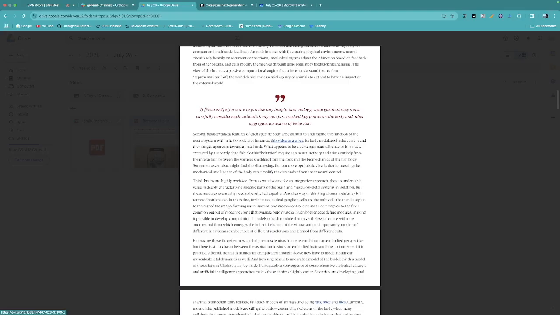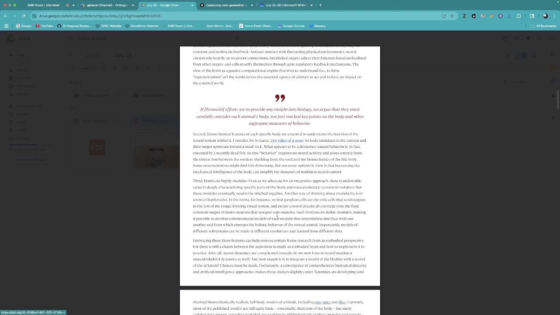But of course, modularity isn't just about dividing things into specific modules and then putting them together. Once you get to the systems level, modules can be a source of bottlenecks. So in the retina, retinal ganglion cells are the only cells that send outputs to the rest of the image-forming visual system, and motor control circuits all converge onto the final common output of motor neurons that synapse onto muscles. Such bottlenecks define modules, making it possible to develop computational models of each module that nevertheless interface with one another, and from which emerges the holistic behavior of the virtual animal.